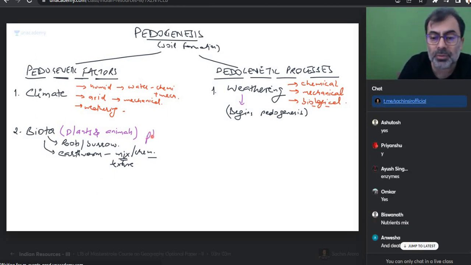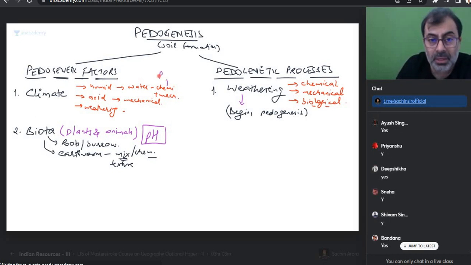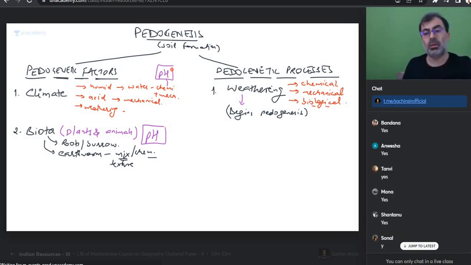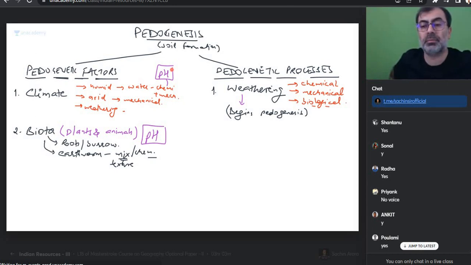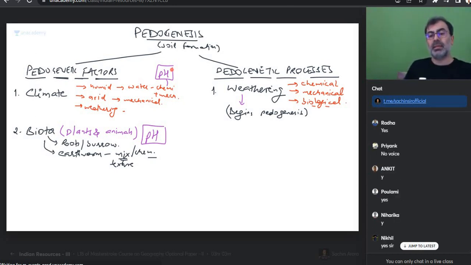Everyone, can it change the pH of soil? Wherever chemical weathering is there, can the pH of soil be changed? Sir, I don't understand. What is pH? pH is acidic or basic. Everyone, if I am drinking water, is water acidic or basic?